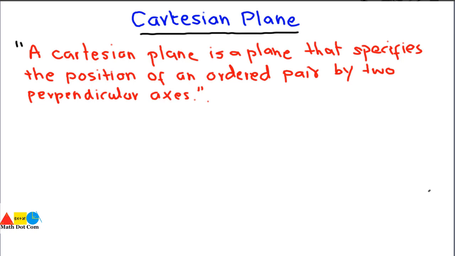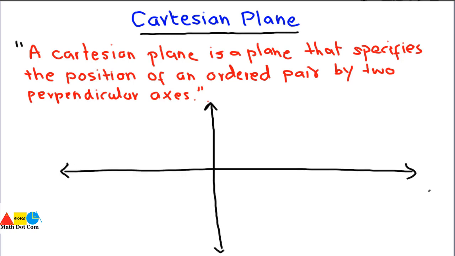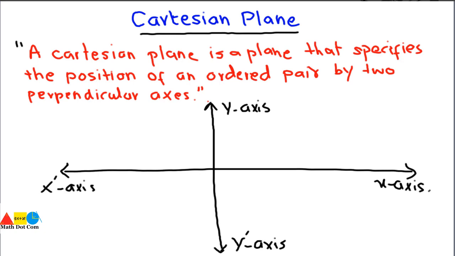Let's draw the plane so that we can easily understand it. This is a Cartesian plane that is made up of two perpendicular axes. Let's label it. This is the y-axis, that is the negative y-axis. This is the positive y-axis. This is the x-axis. This is the negative x-axis. So this is a Cartesian plane where we have two lines that are perpendicular to each other and they meet each other at the origin.